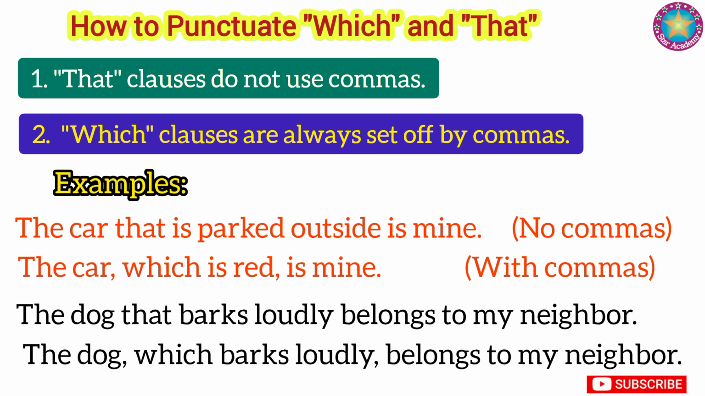Now, see the last example. The dog, which barks loudly, belongs to my neighbor. If the information adds something extra but is not necessary to understand the sentence, use which with commas. Here, which barks loudly, is just extra information, so it's placed between commas. To summarize, that introduces clauses that are essential to the core meaning of the sentence, while which introduces clauses that provide additional, non-essential information. This distinction helps clarify the meaning of sentence and the type of information being conveyed.